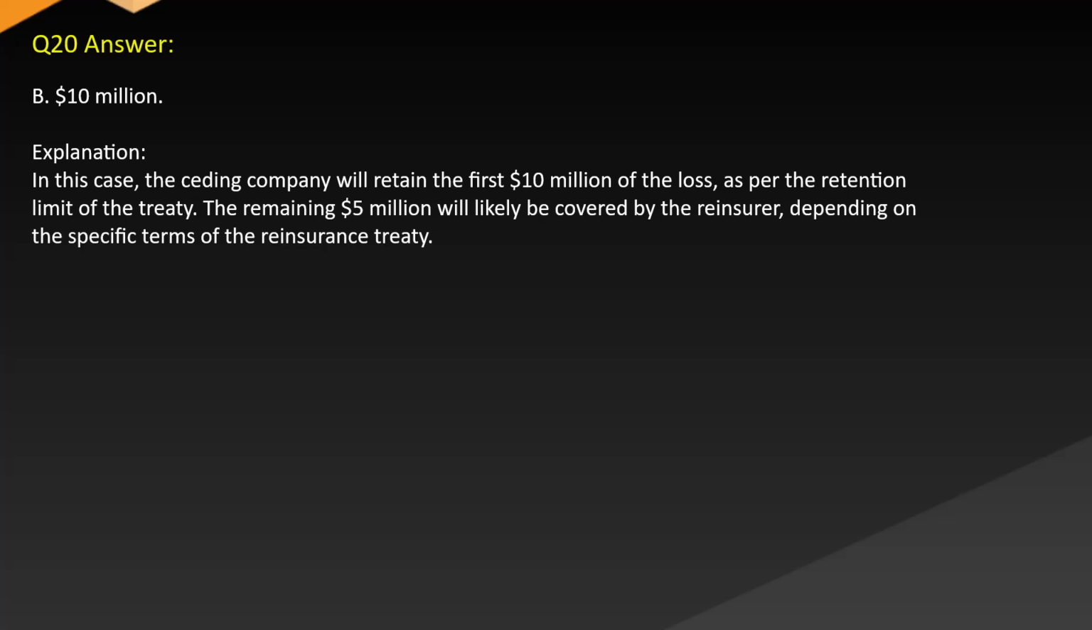Answer: B. $10 million. Explanation: in this case, the ceding company will retain the first $10 million of the loss, as per the retention limit of the treaty. The remaining $5 million will likely be covered by the reinsurer, depending on the specific terms of the reinsurance treaty.